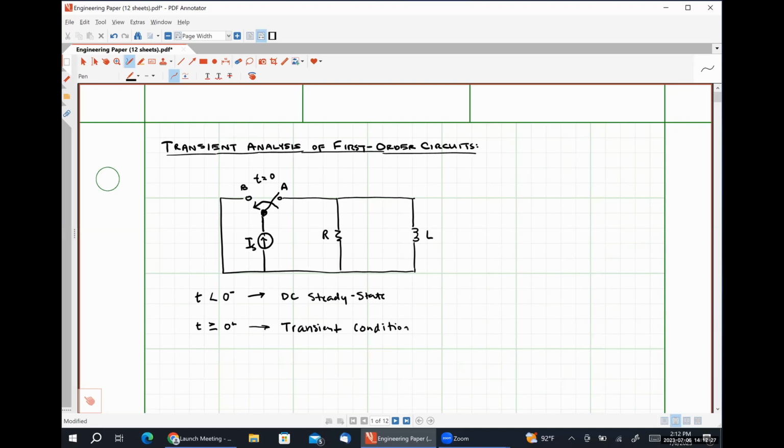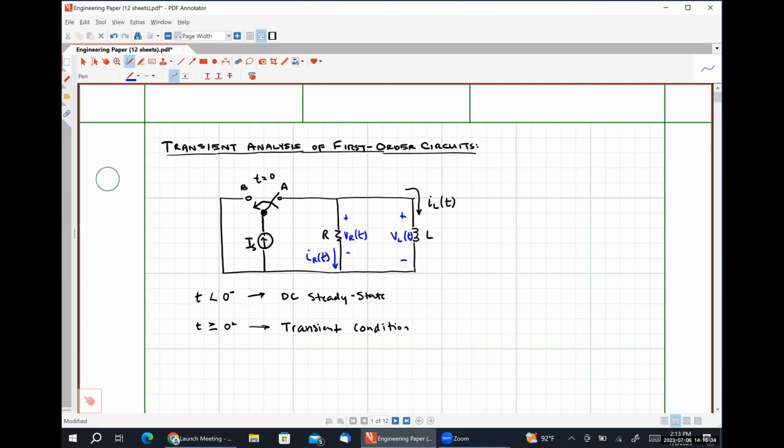The main quantity that we would be interested in a RL circuit like this would be our inductor current, which I'm going to call IL of T. Secondary thing that we might be interested in would be the voltage drop across our inductor, the voltage drop across our resistor, or the current flowing through our resistor. And I'm calling these secondary quantities because we have to understand how the inductor current behaves in order to have any understanding about how any of those three quantities in blue behave, okay? So for now, we are going to focus our analysis on figuring out what's going on with that inductor current as time progresses in this system.